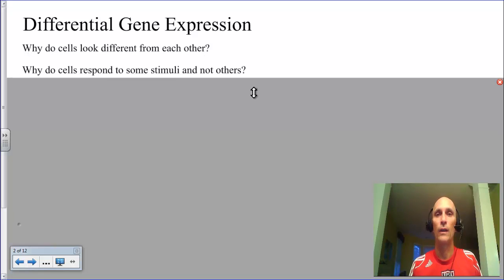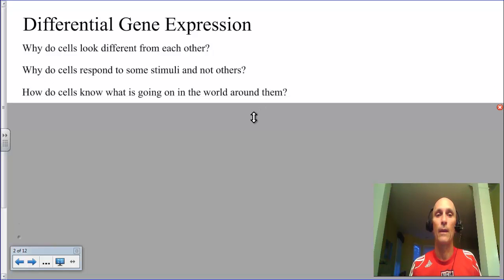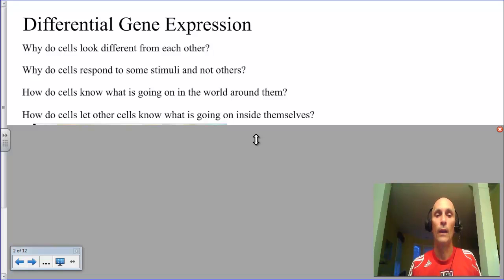The next question is, if a cell gets a signal, why does it sometimes respond to that stimulus and other times, some kinds of cells don't respond to the same stimulus? And how do the cells get information about the world around them? How do they know that the temperature is increasing? Or how do they know that there are chemicals around? How do they receive those signals and then respond to them? And finally, how do they then communicate with others around them?